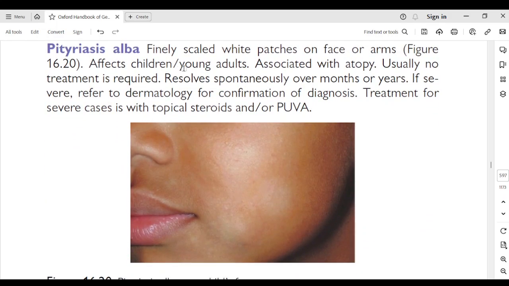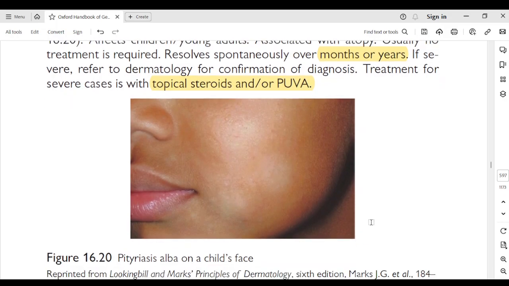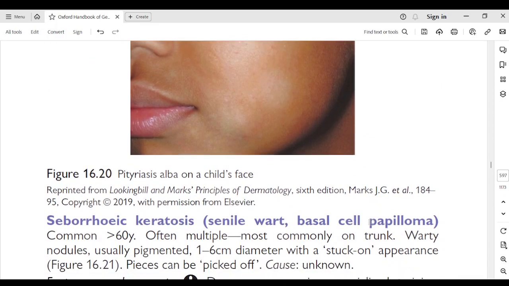Pityriasis alba. Finely scaled white patches on the face or arms, affects children and young adults, associated with atopy. Usually no treatment is required, resolves spontaneously over months or years. If severe, refer to dermatology for confirmation of diagnosis. Treatment for severe cases is topical steroids or PUVA. See, lightly hyperpigmented patches. Pityriasis alba on the child's face.